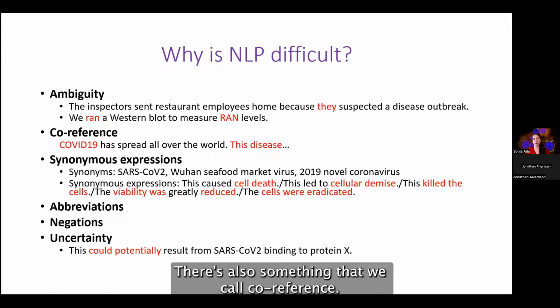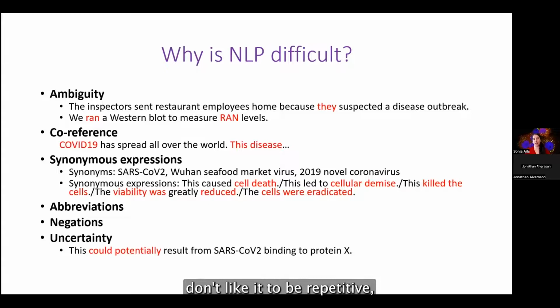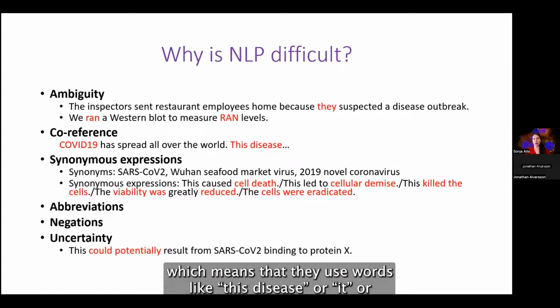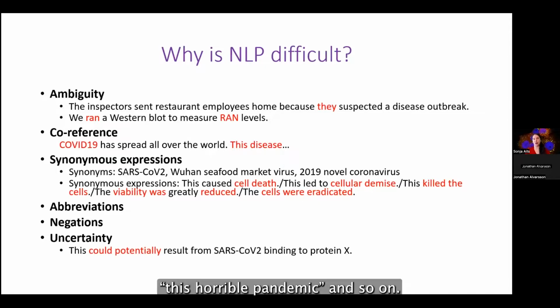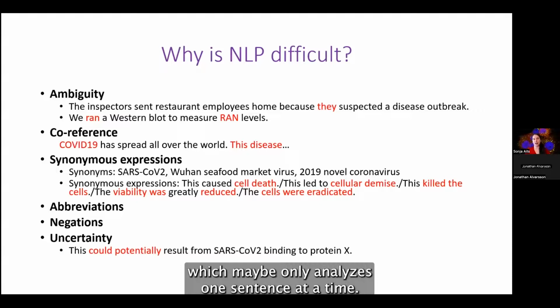There's also something we call co-reference. People, in order to make the text more interesting for human readers, don't like to be repetitive, which means that they use words like "this disease" or "it" or "this horrible pandemic" and so on. That makes it very hard to link back for a computer system which maybe only analyzes one sentence at a time.